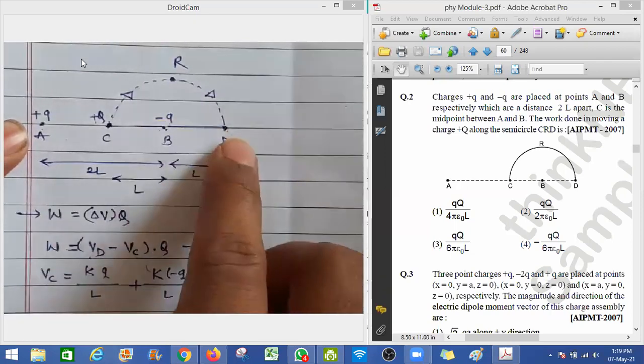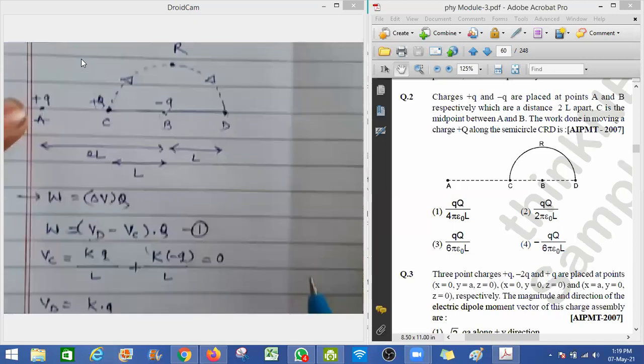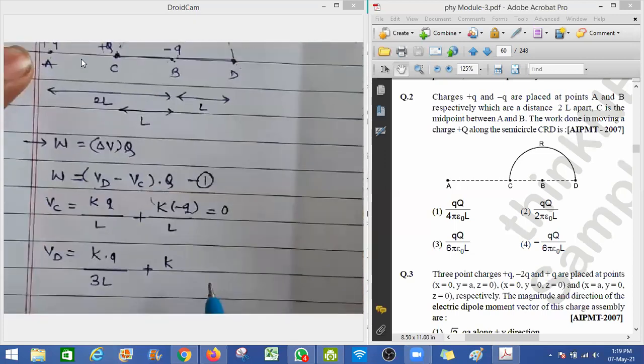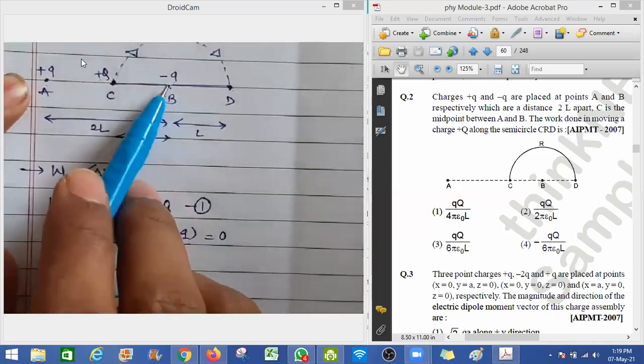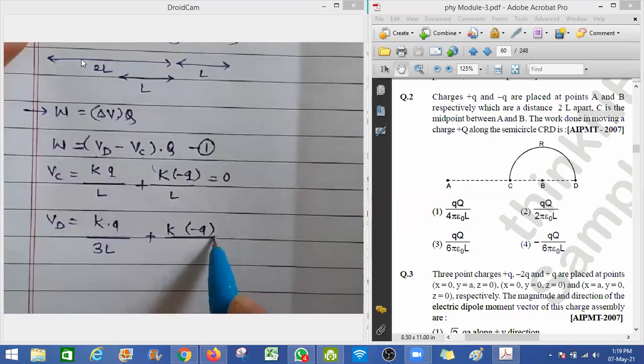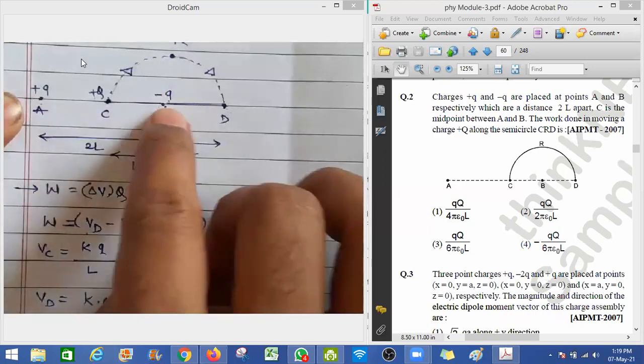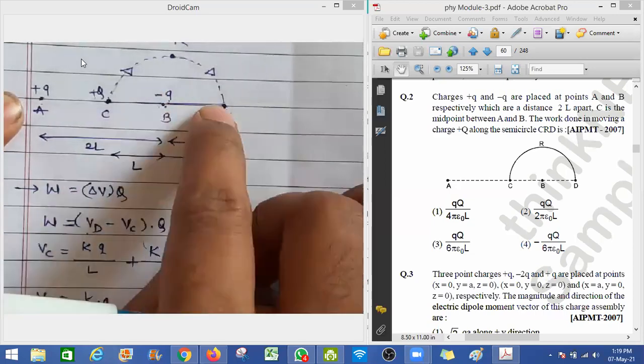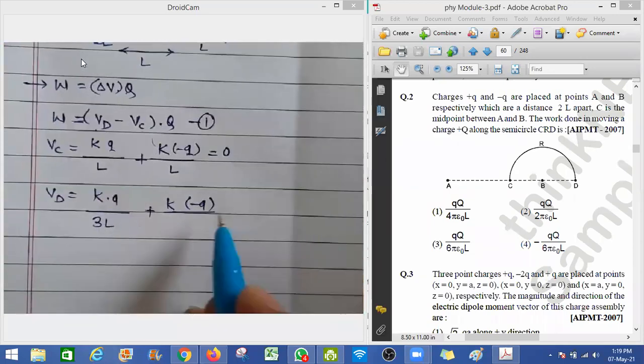How much potential will come here because of the charge there? Again kq upon r. k is k. What is q? q is minus q. So k into minus q upon r. What is r? r is equal to L. So write down L there.